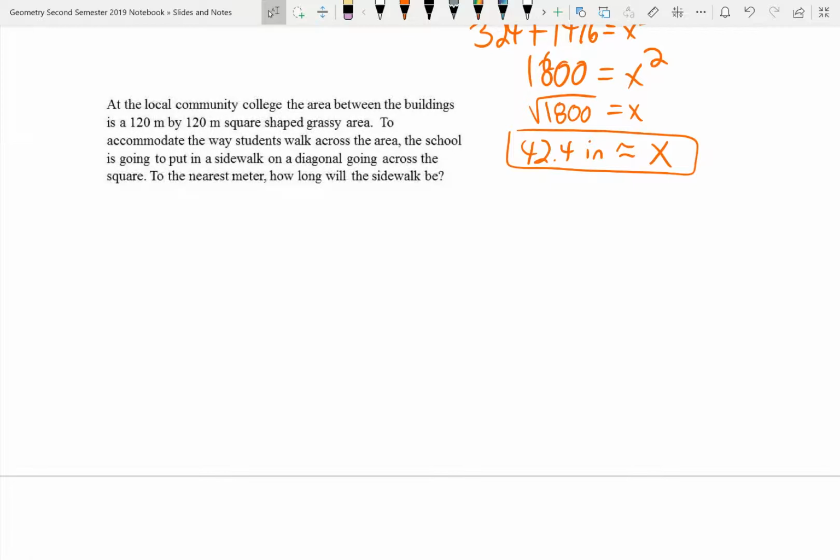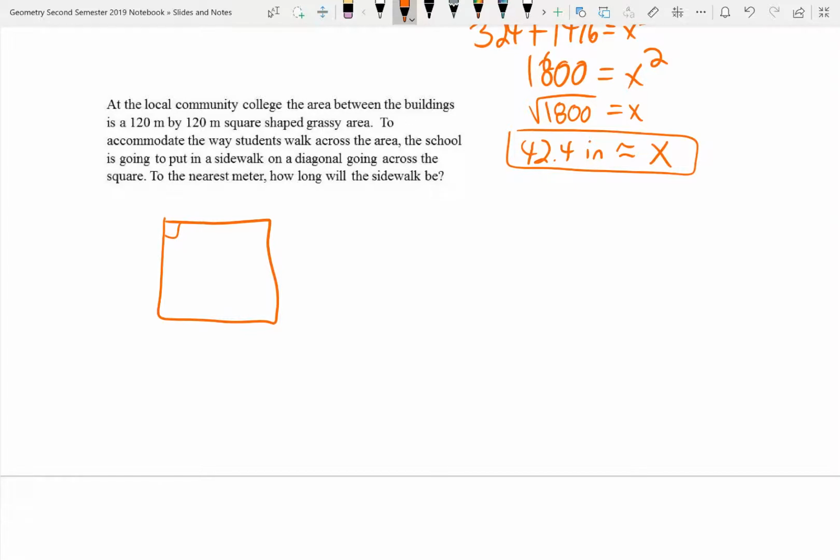Final example here has to do with a local community college. The area between the buildings is a 120 by 120 square shaped grassy area. To accommodate the way students walk across the area, the school is going to put in a sidewalk on a diagonal going across the square. To the nearest meter, how long will the sidewalk be? So again, you have a square. So draw a picture. Let's visualize this.